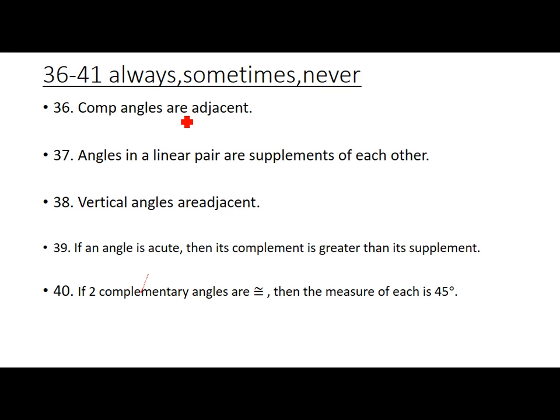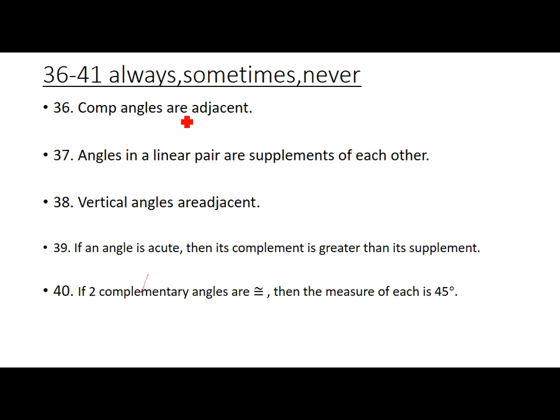If two complementary angles are congruent, then the measure of each is 45 degrees. Yeah. Complementary means what? Add up to 90. If you got two angles and they add up to 90 and they're congruent to each other, both of them have to be how much? 45. So that's always.